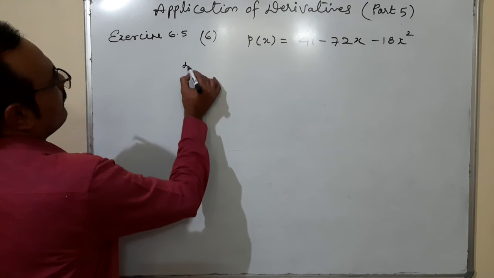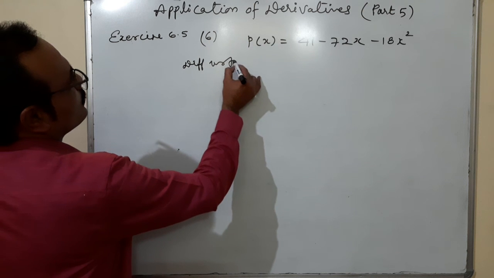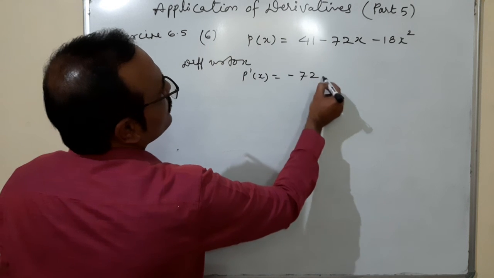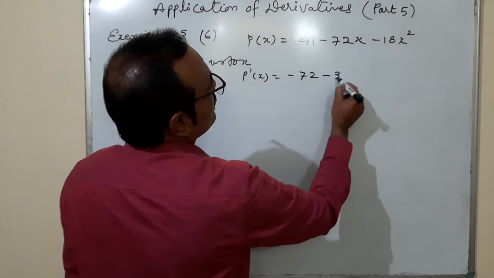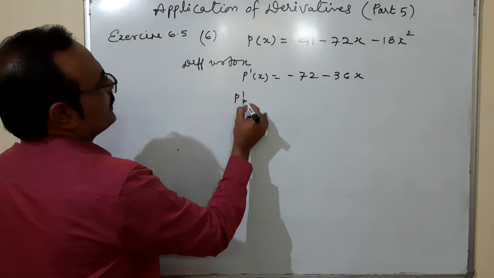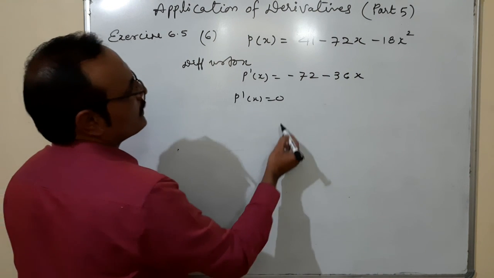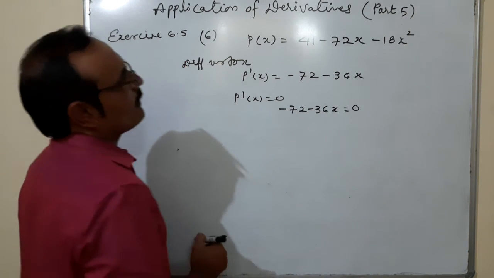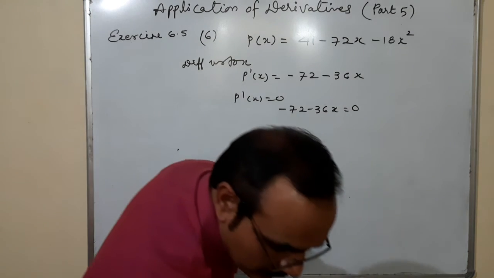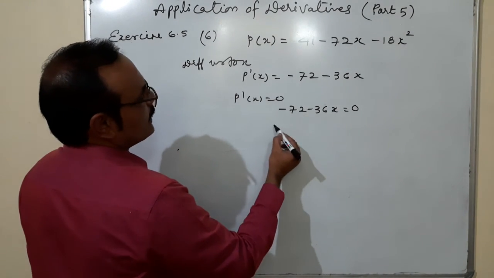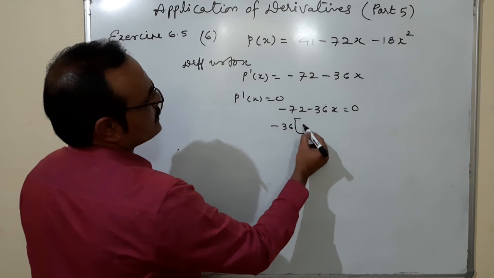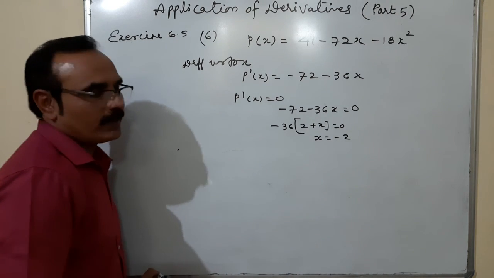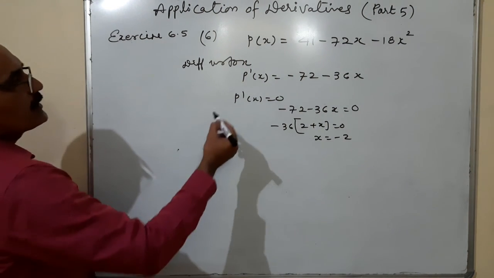What should be done? Differentiate with respect to x. P dash x is equal to 0 minus 72 minus 36x. P dash x is equal to 0, why? For maximum and minimum. So minus 72 minus 36x is equal to 0. All minus signs here, I'll take minus 36 common. So it is coming 2 plus x is equal to 0. That means x is equal to minus 2. Now the second derivative.